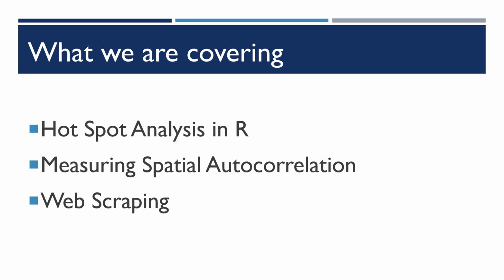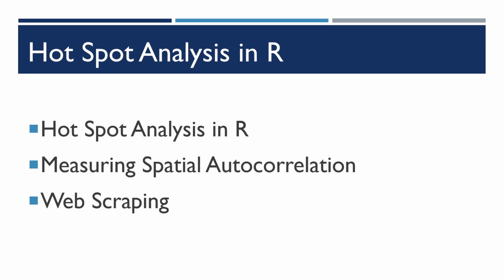So what are we going to cover? Well, we're going to cover hotspot analysis. We're going to cover measuring spatial autocorrelation, basically global Moran's I. Hotspot analysis, Getis-Ord Gi star, and then we'll do some real simple web scraping. And we're going to do all this in R. We'll start off with the hotspot analysis. This is kind of a redundant slide. I should have probably taken it out.